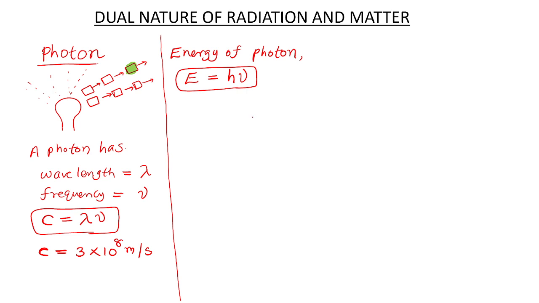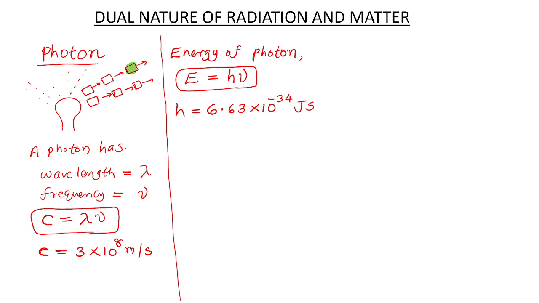So energy of a photon equals h into mu, where h is called Planck's constant. You have to memorize the value. Do you know the value of h? 6.626 into 10 power minus 34 joule second. Very good. So this energy equals h mu.